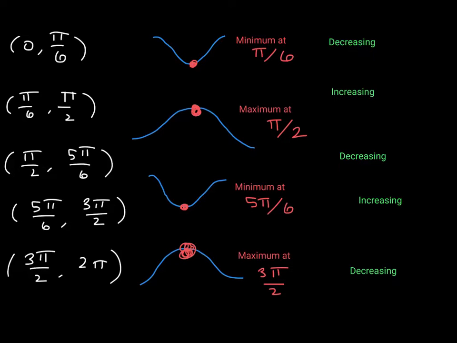All right, cool. Now, I would like to know the actual points, though. Like, what is the actual minimum value? What is that actual maximum value? So let's do that now. We have to evaluate our original function at each one of these inputs. Okay?